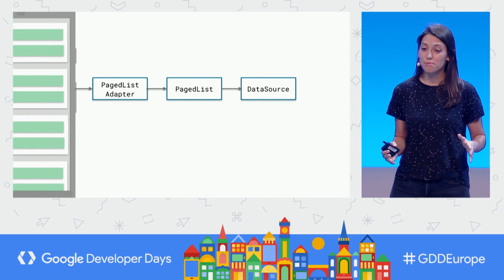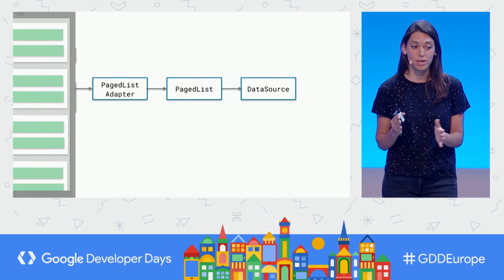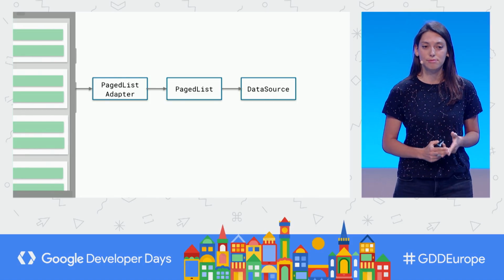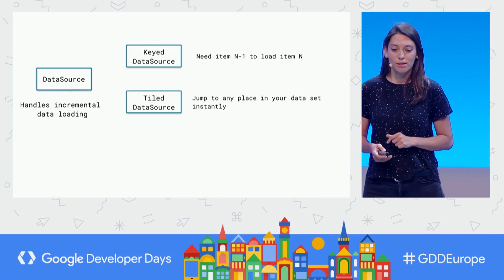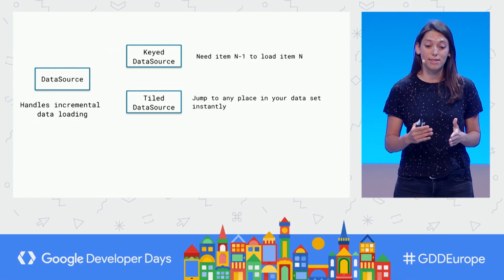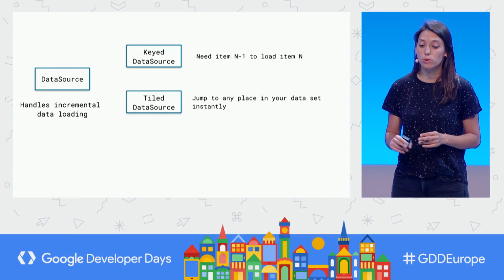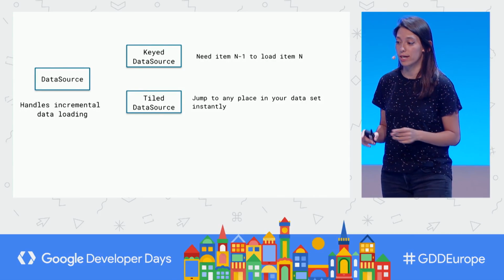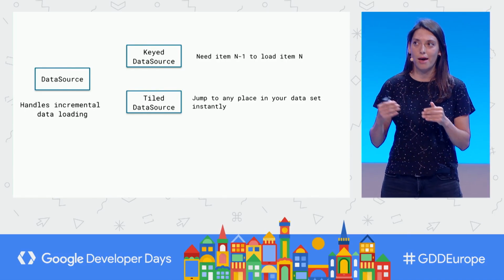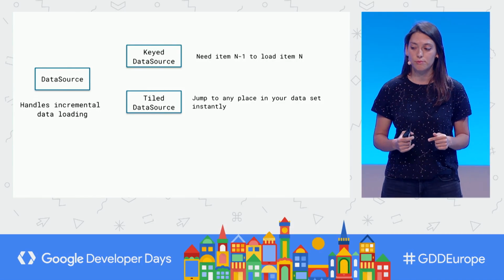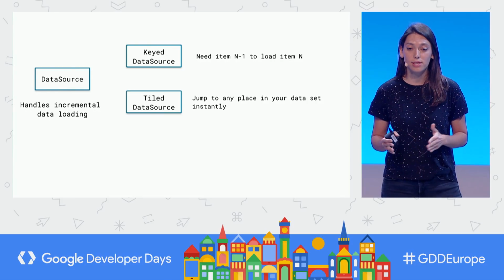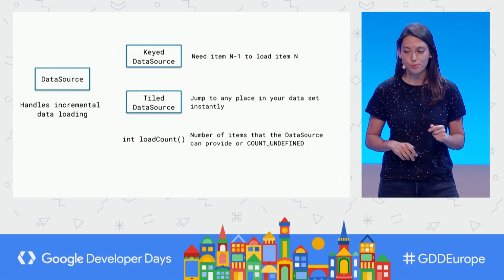The main components of the paging library are a PagedListAdapter that extends the RecyclerView adapter, a PagedList, and a DataSource. The DataSource is an interface for page sources to provide data gradually. You will need to implement one of the two data sources: either a KeyedDataSource, which is used when you need to load item n based on item n-1, or a TiledDataSource, which allows you to jump to any place in your data set instantly.